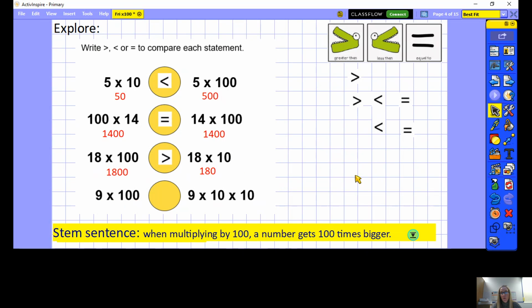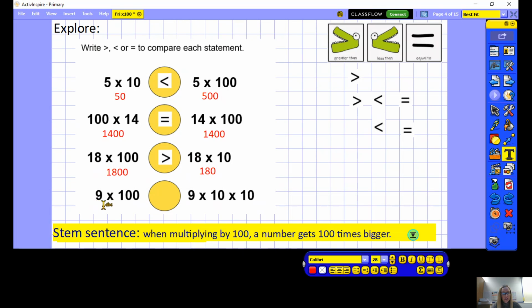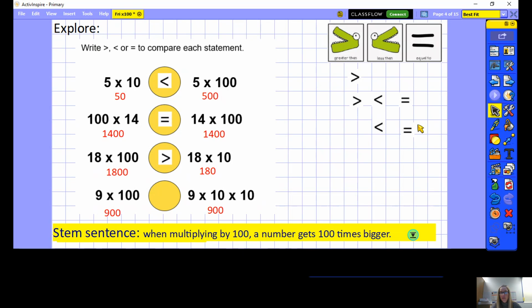Now 9 times 100 is 900. And 9 times 10 is 90. Times 10 again is 900. So they are equal. Well done.